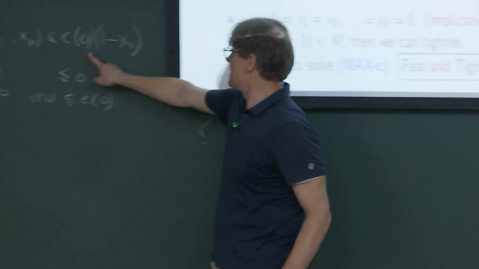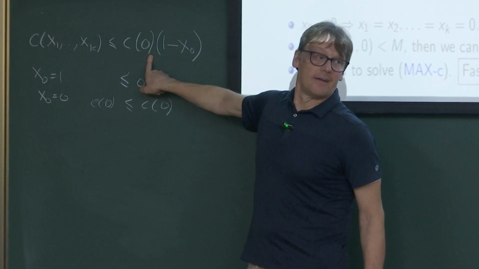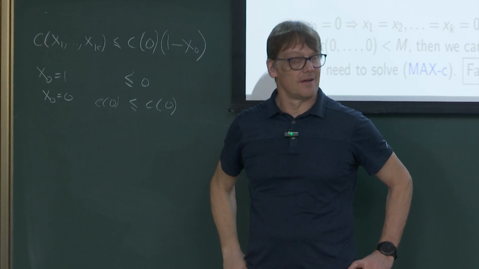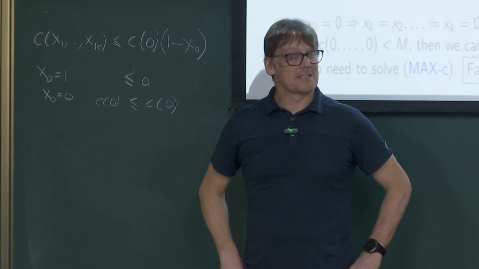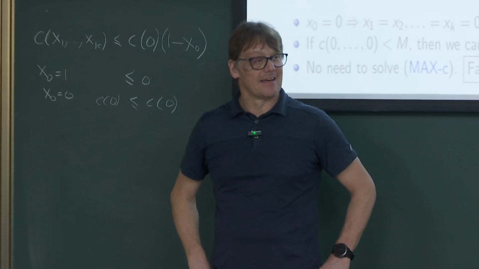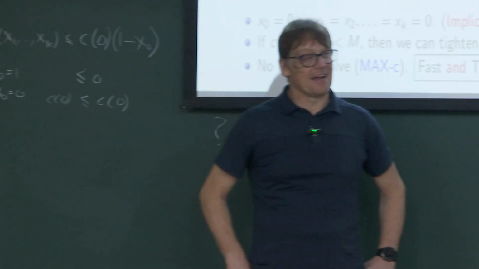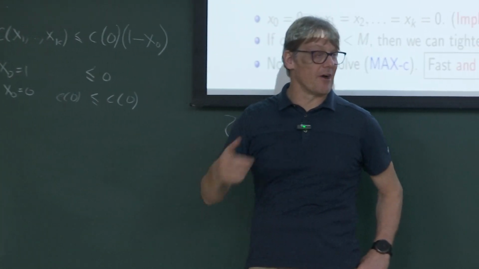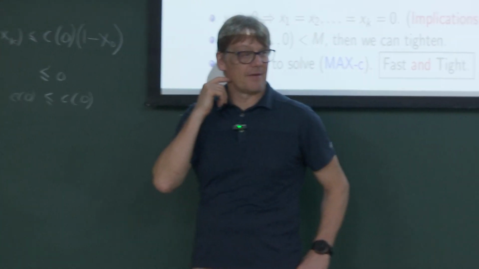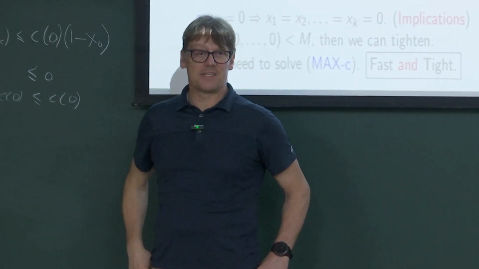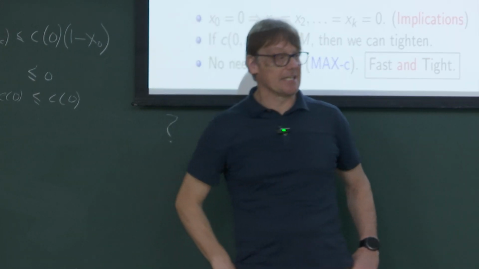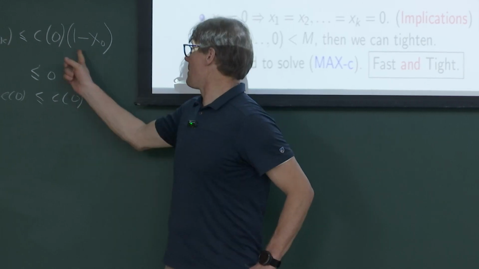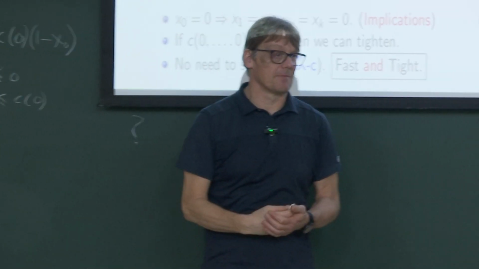If C of 0 is actually 0, then you still need it in the other case, I think. But you don't need to switch it on and off with the binary variable. So yeah, if C of 0 is less than 0, then you don't need to have a binary variable here. That's maybe something you can remove.